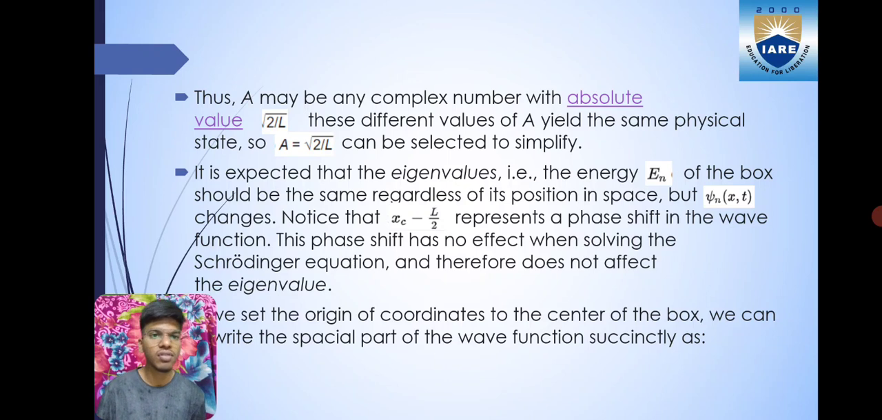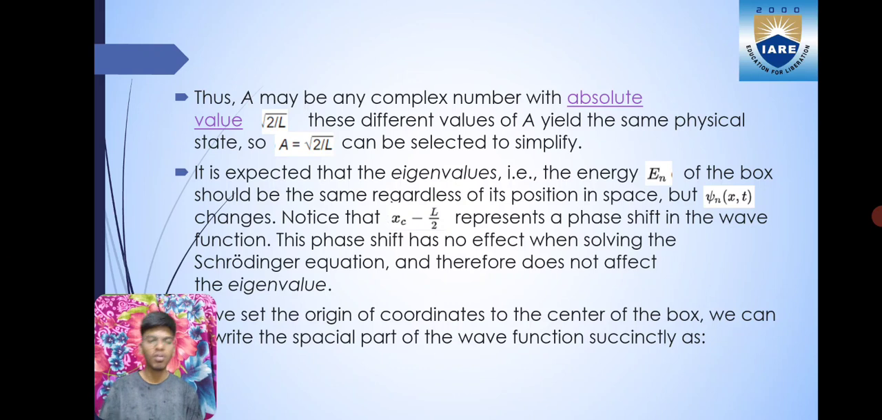These different values of A yield the same physical state, so A equals square root of 2 by L can be selected to simplify. It is expected that the eigenvalues, that is the energy En of the box, should be the same regardless of its position in space, but psi n of x comma t changes. Notice that xc minus L by 2 represents a phase shift in the wave function. This phase shift has no effect when solving the Schrödinger equation, and therefore does not affect the eigenvalue.